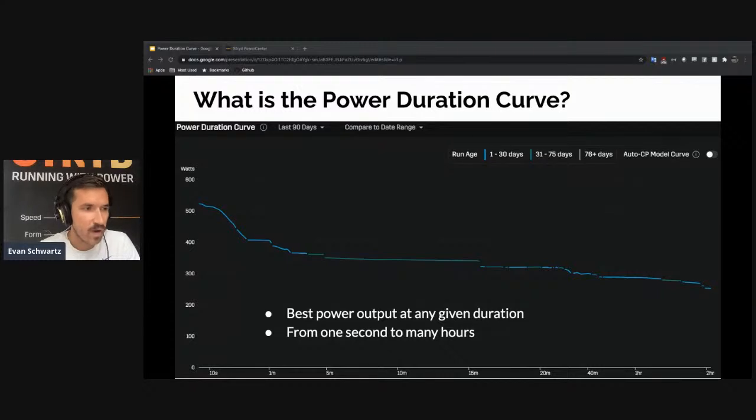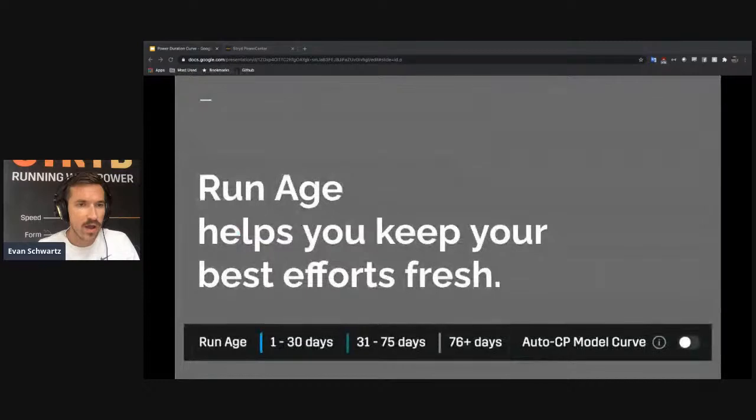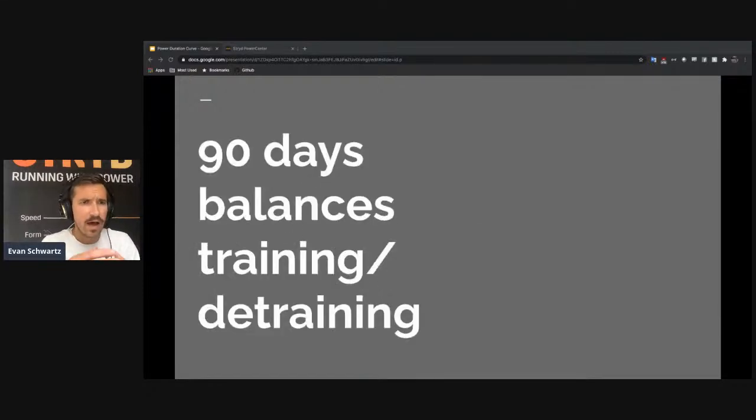So I'm excited to make the green lines in my power duration curve a little bit more blue. But it's important to know the run age. It helps keep your best efforts fresh. It's important to understand that sort of concept when it comes to looking at the stryd.com/PowerCenter power duration curve. The last 90 days, why are we looking at the last 90 days?